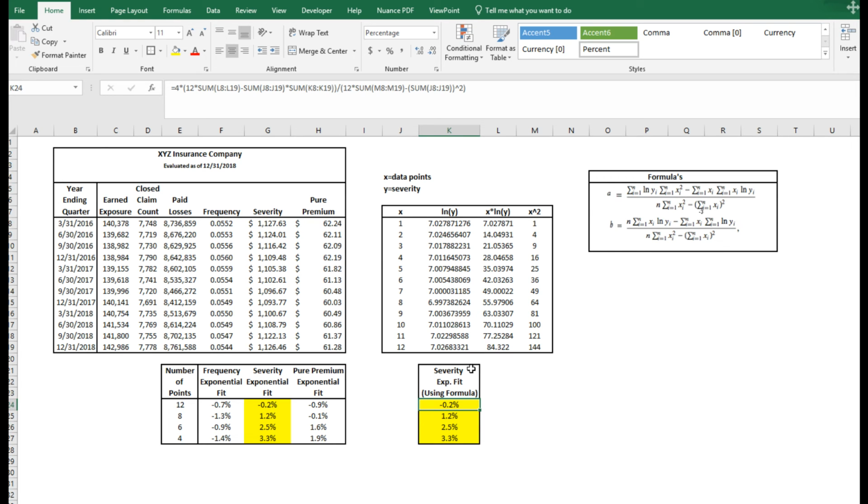And by the way, if you're studying for exam MAS-1, or on the SOA side, probably short-term actuarial models or long-term actuarial models, you're going to have to learn this as well. GLMs, generalized linear models, are quite important.